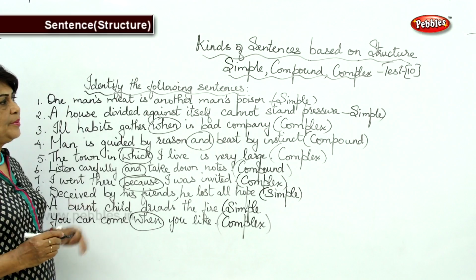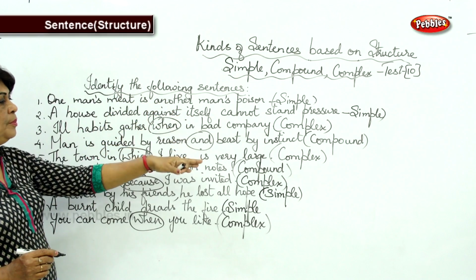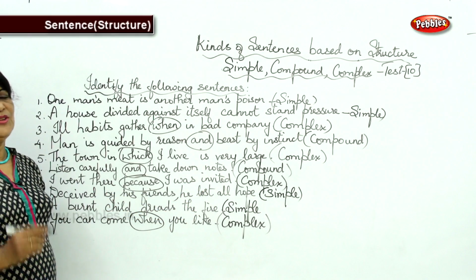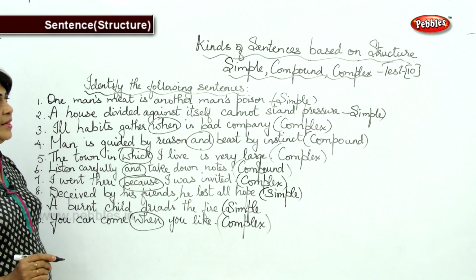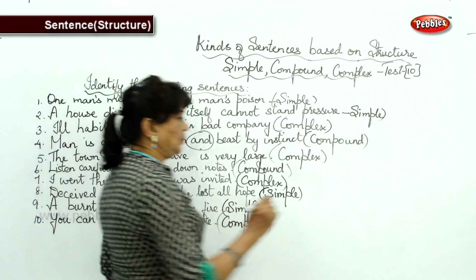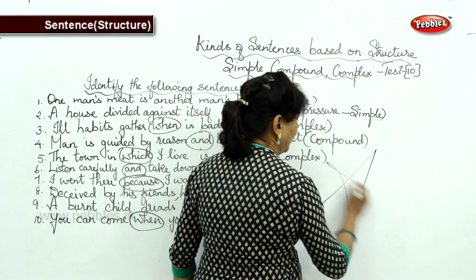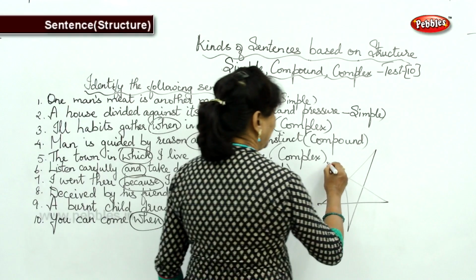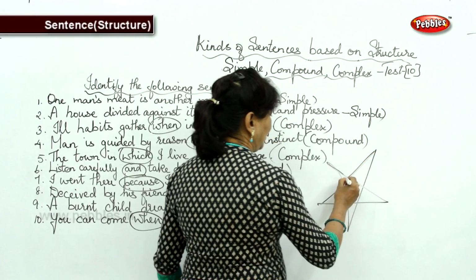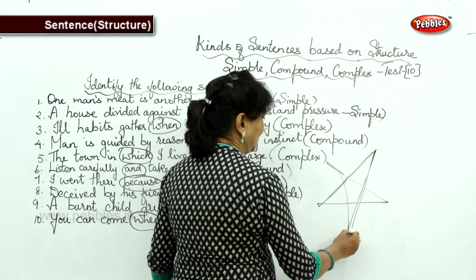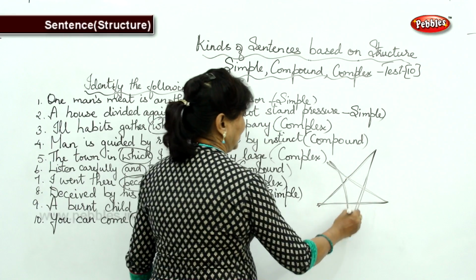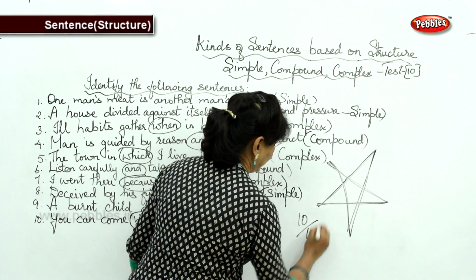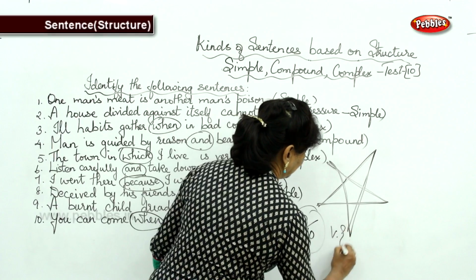Now, check it up. Simple, simple, complex, compound, complex, compound, complex, simple, simple, complex. If you have done everything correctly, then you deserve a big star, because it's a very difficult exercise and I am giving you a very big star. Okay, a super star. Shall I give you 10 on 10? Be good.